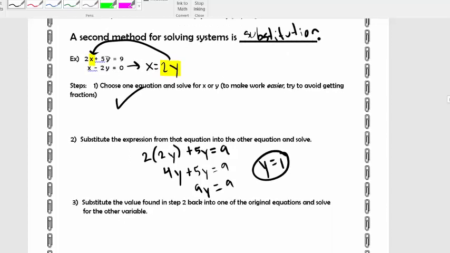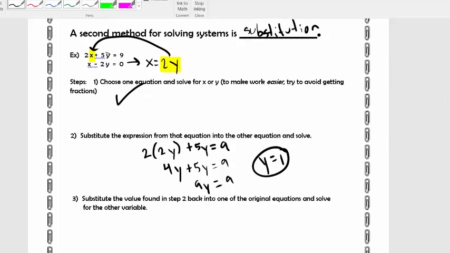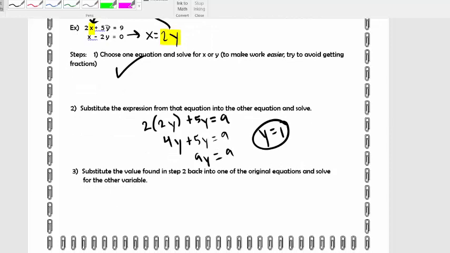So that's probably the trickiest part, is isolating a letter and then substituting that answer into the other equation. So it'll take some practice. And then all you have to do is, since you know that y is 1, now you got to go back and figure out what x is. So we had two equations.